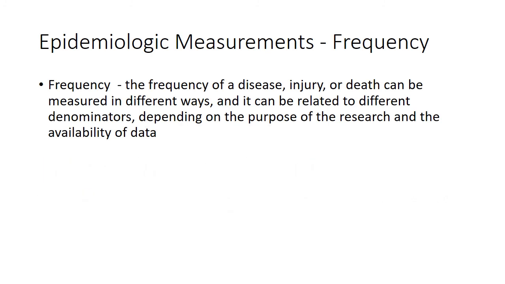So frequency is going to be one of the first measurements we'll talk about. As you might imagine, frequency of a disease, it could also be injury, death, whatever your outcome happens to be. And it can be related back to different denominators, depending on your research purpose, depending on your clinical question, or just on the availability of data. Again, your frequency is typically going to be that numerator applied to whatever denominator you choose or the researcher has chosen.